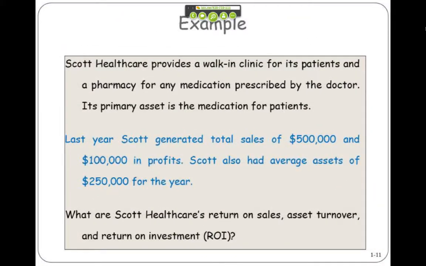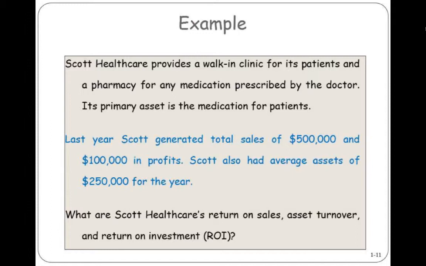What's that? 1 for 20%. It's 100,000 over 500,000, which is 0.20.